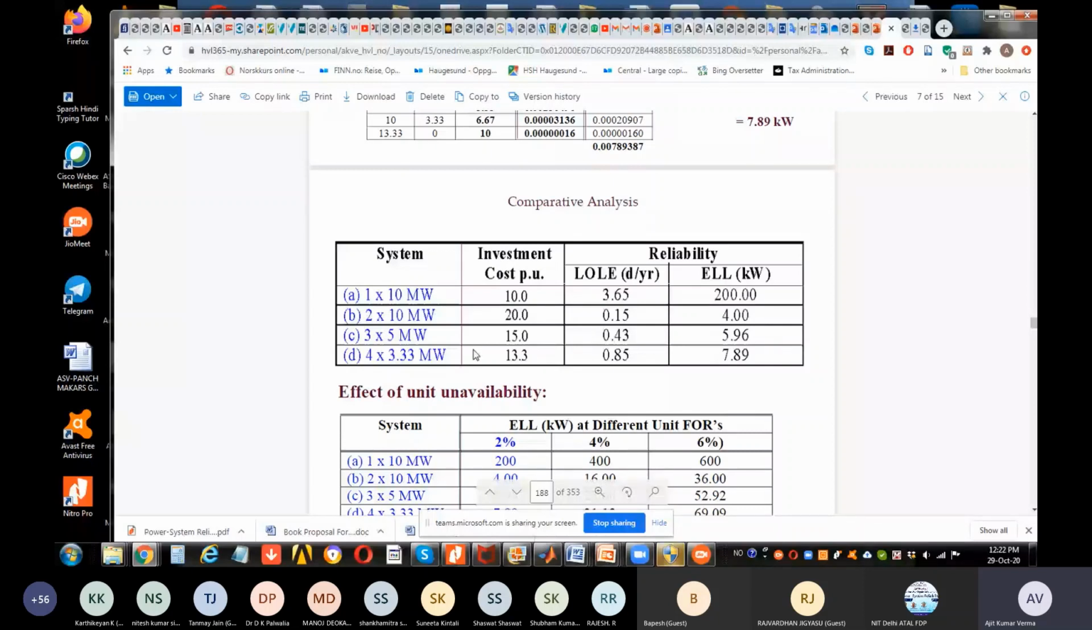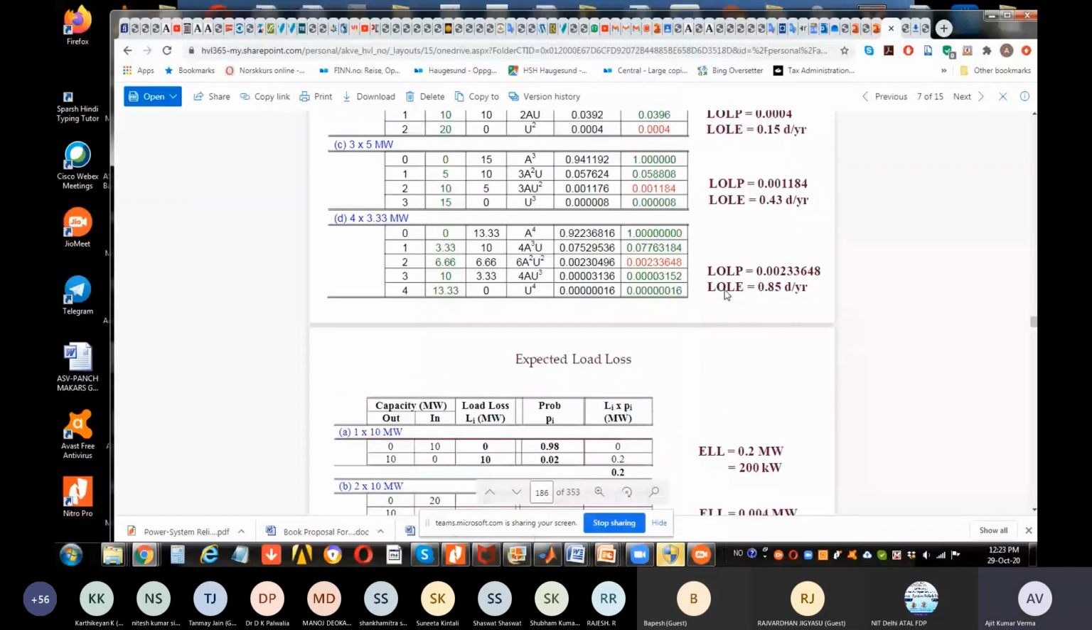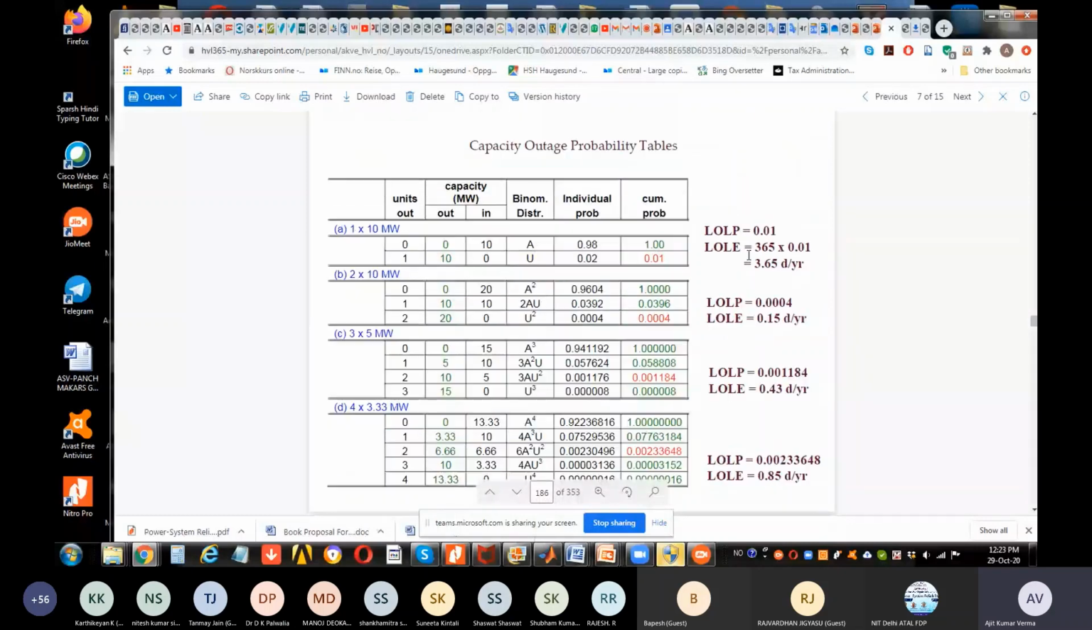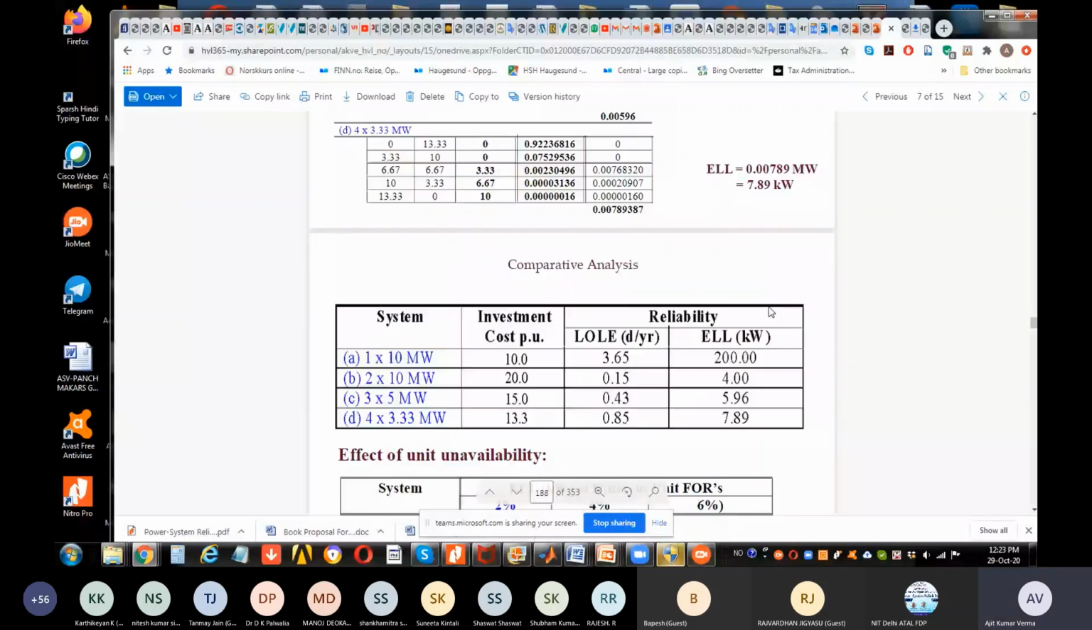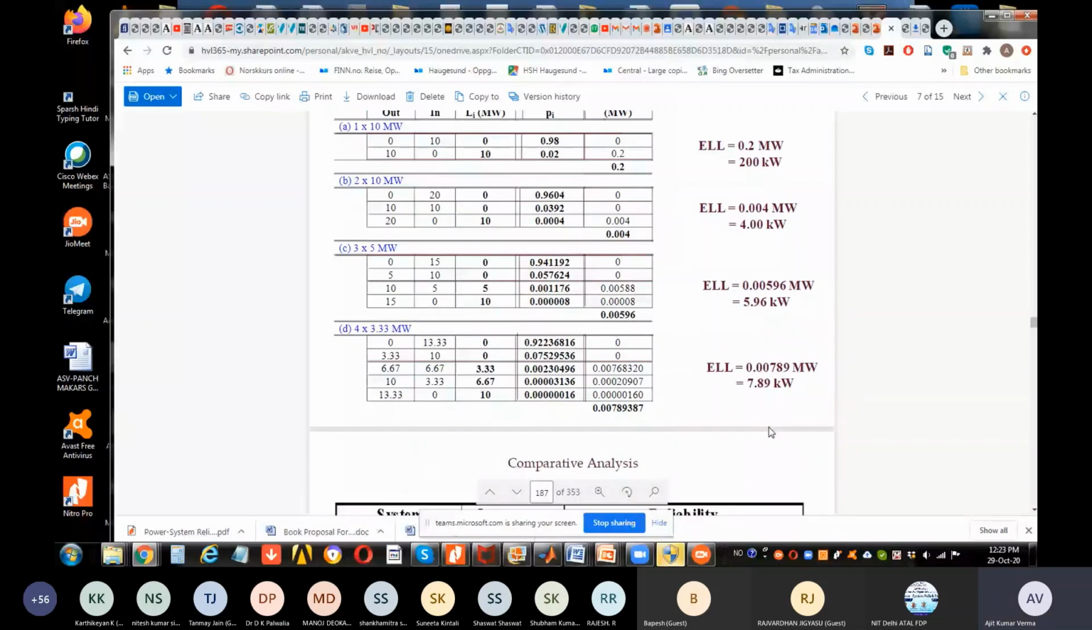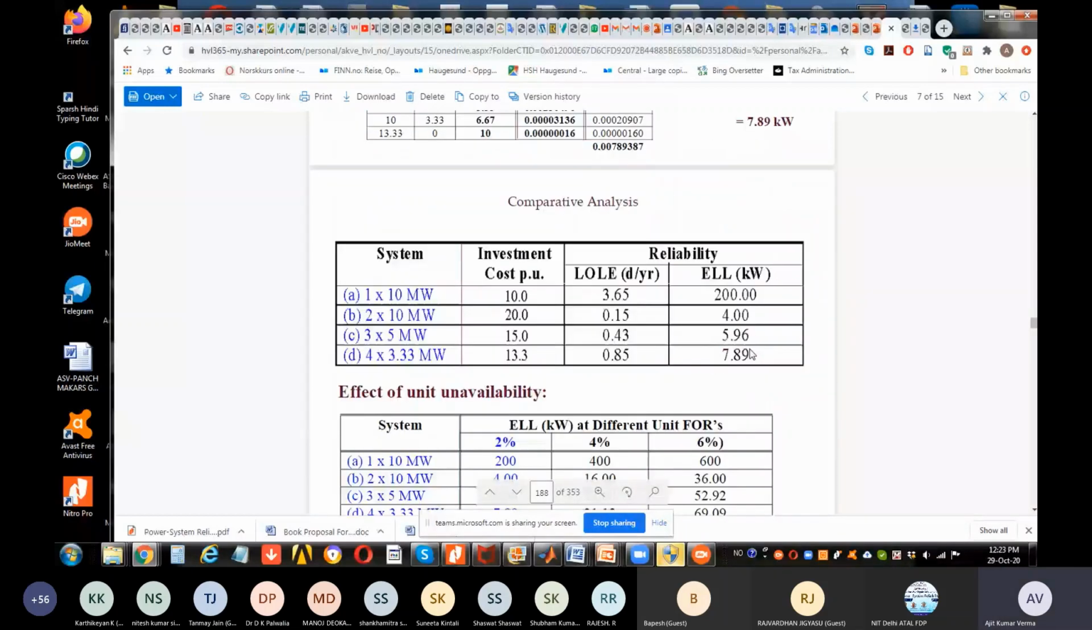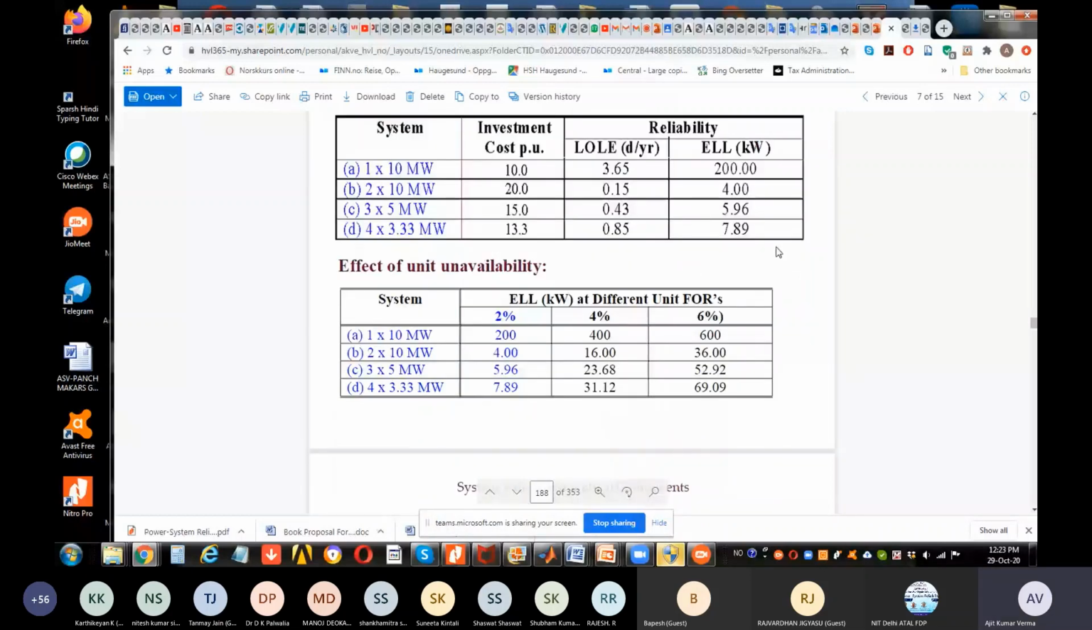And we look at the loss of load expectation for the various cases. It was 3.65, 0.15, 0.43, 0.85. You see, the loss of load expectation, days per year. An expected load loss, 200, 4, 5.96, and 7.89. Okay. And so this is a table for a decision maker to take some decision. Cost is there. What will be the loss of load expectation, days per year, and expected load loss.